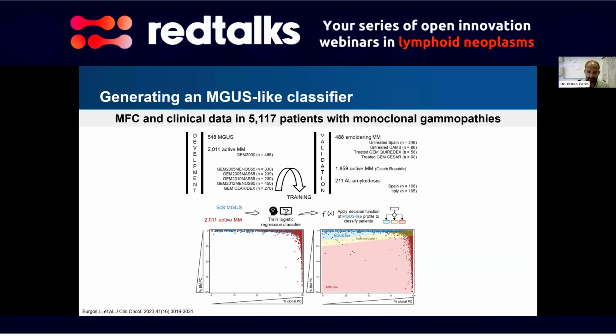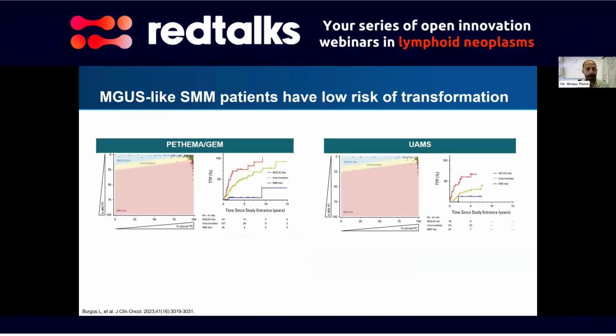We used all this data plus a logistic regression classifier based on two simple parameters, the percentage of bone marrow plasma cells and how much of those were clonal by flow cytometry, to stratify patients into MGUS-like, intermediate, or myeloma-like. This is the application in smoldering myeloma. As you can see, those patients having MGUS-like disease according to flow have, definitely, an MGUS-like behavior, and patients with myeloma-like disease have, I would say, ultra-high risk of transformation.